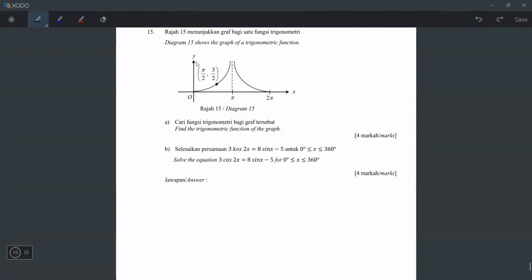Okay, diagram 15 shows the graph of trigonometric function. So we have this graph. Obviously it's a tangent graph. Just from looking at this, you know already. If there's dotted line, it must be a tangent graph.